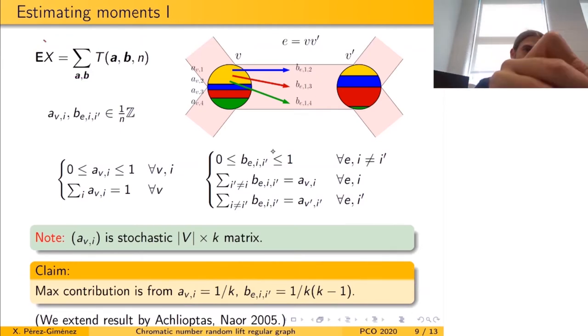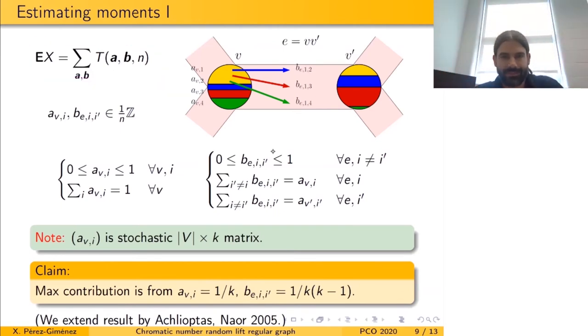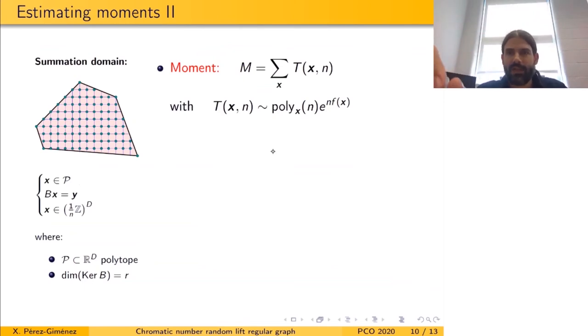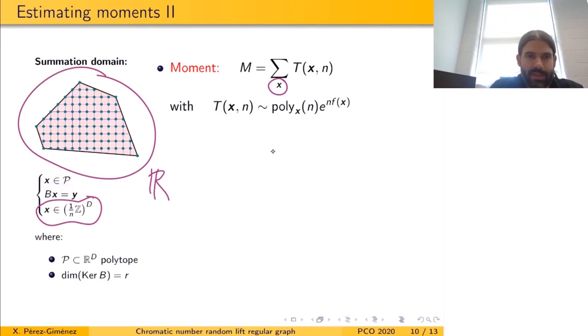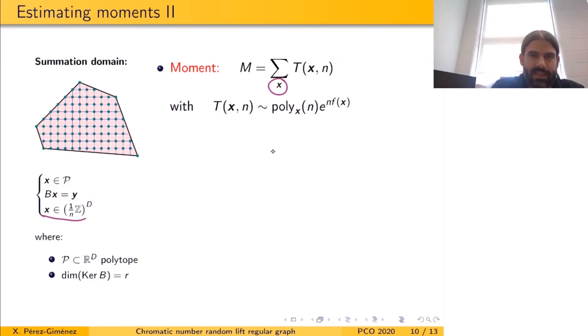Okay, so let me say a bit more about how to compute moments that look like this. And here I'm going to do that in general. So M could be either a first or a second moment. And we typically get a sum over some parameters living in some space, which is the intersection of a polytope, a lattice, and some affine space. If we have D parameters, this domain lives in R^D, but we're intersecting it with a polytope, some affine space, and some lattice. So these parameters, when multiplied times N, give me integers.